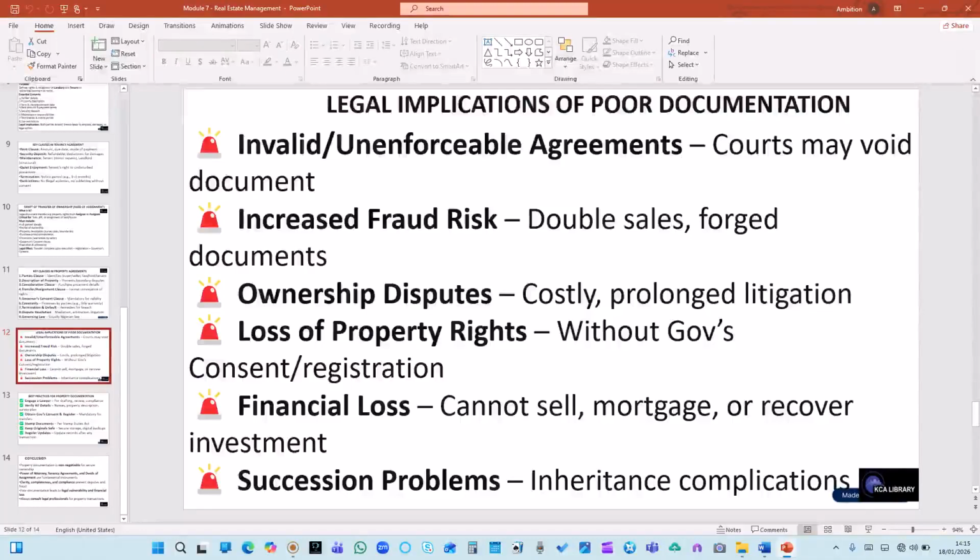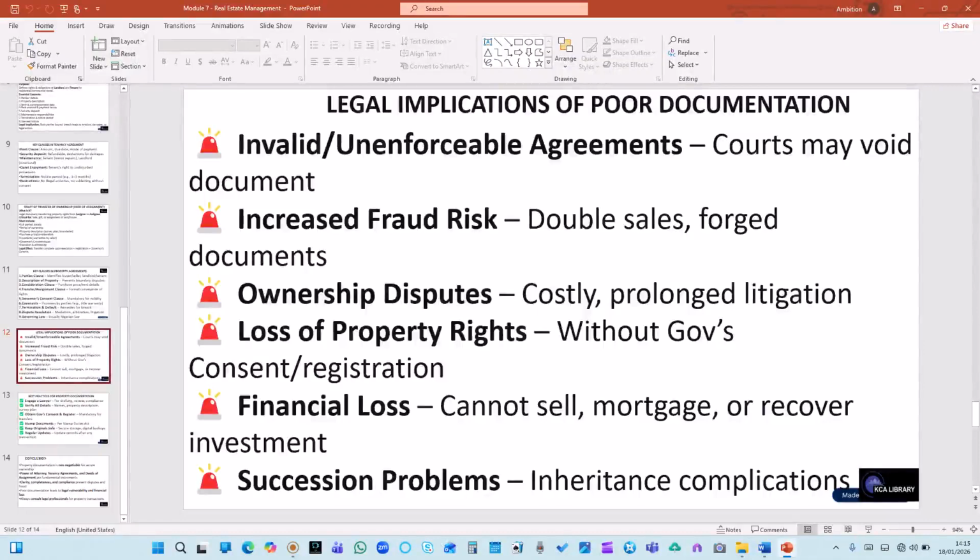Now let us look at the legal implications of poor documentation. That is to say, when you fail to document properly, the following abound. Number one, invalid and unenforceable agreement. The court may void the document. So when there is poor documentation, the court may not consider such an agreement as legally binding. Then number two is an increased fraud risk. So there may be double selling as well as forged documents.